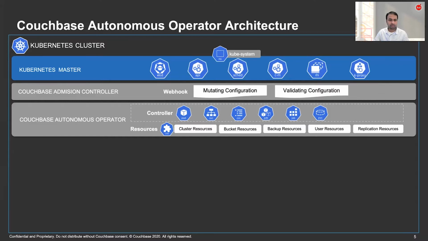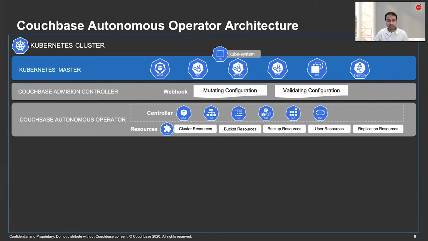The admission controller allows custom resources to be modified and checked before a resource is even accepted and committed to the etcd database, right? So running the admission controller allows us to add sensible defaults to Couchbase cluster configurations, thus minimizing the size of specifications, the size of the cluster definitions.